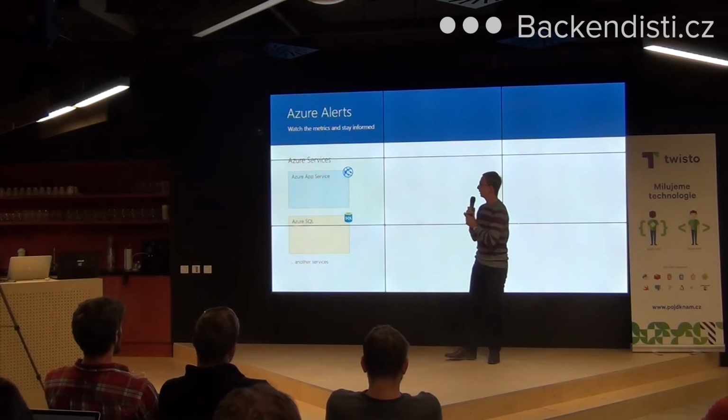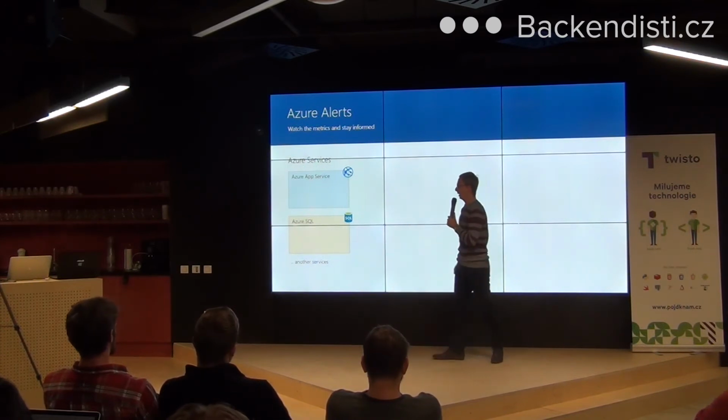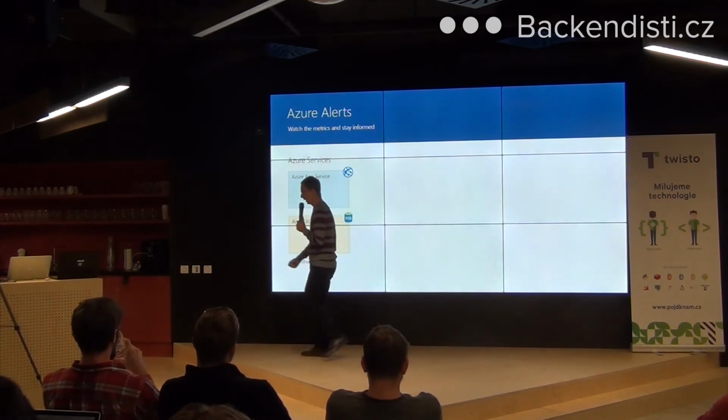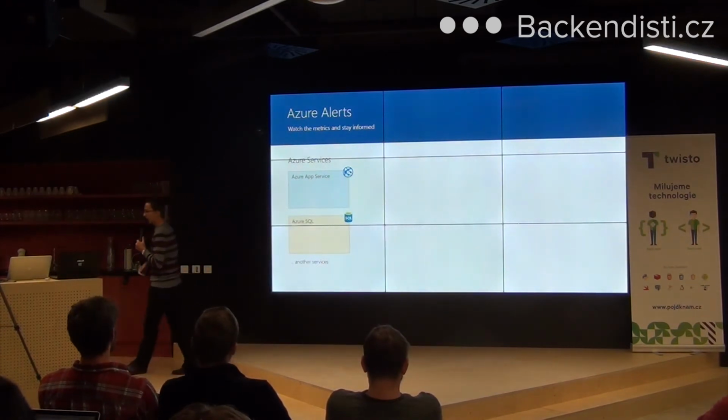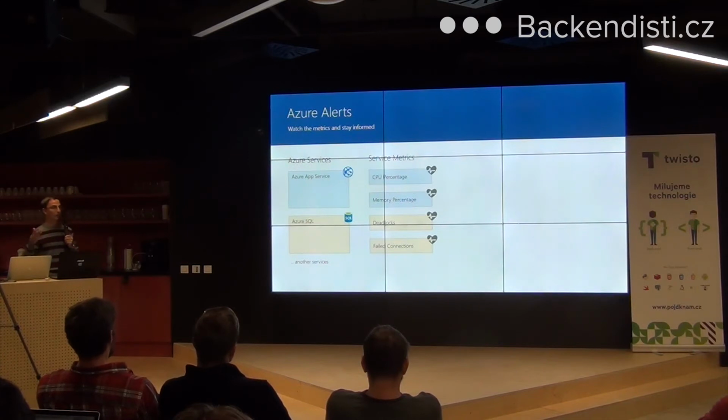And let's imagine you have some services. We can talk about the Azure App Service or the Azure SQL. Every service you have has some typical metrics. So in case of Azure App Service, which is able to host web pages, you are interested in the CPU percentage or the memory percentage. So let's say we are interested in the CPU percentage.